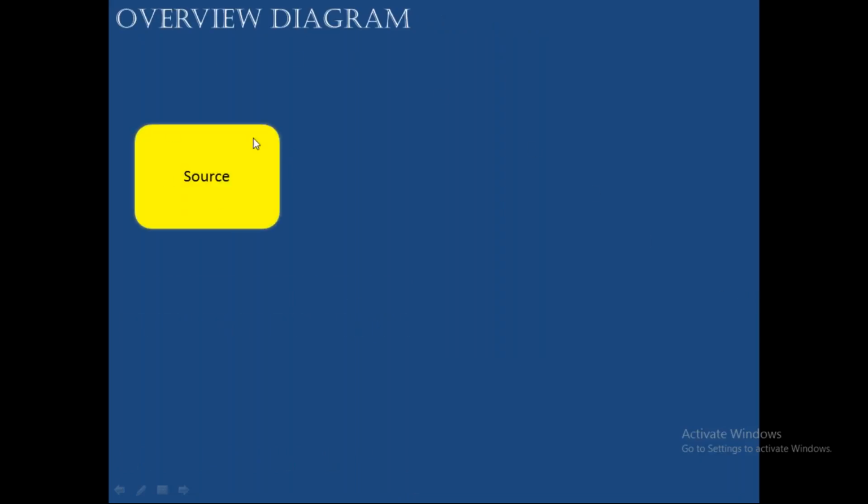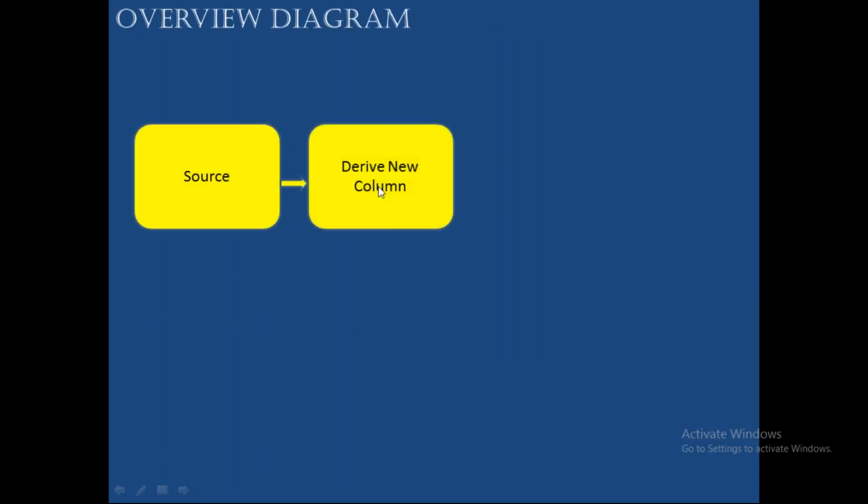Okay, overview diagram. See, first I will read the source data, then I will pass it to something called the derive new column transformation. There are a lot of options, that's why I am not giving the overview of what all things I'm going to configure.